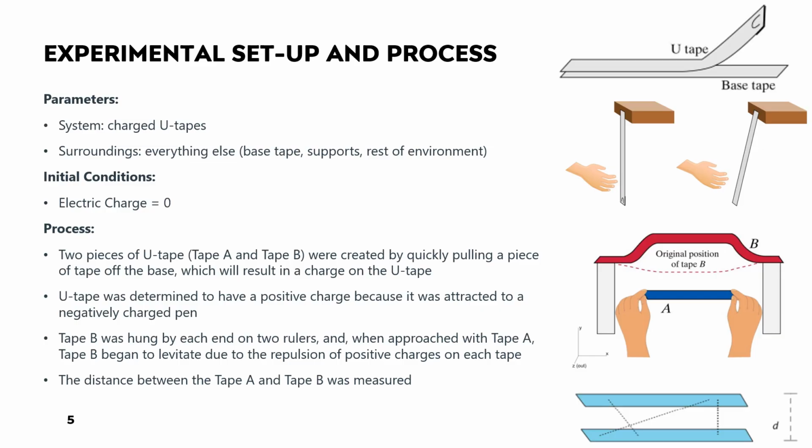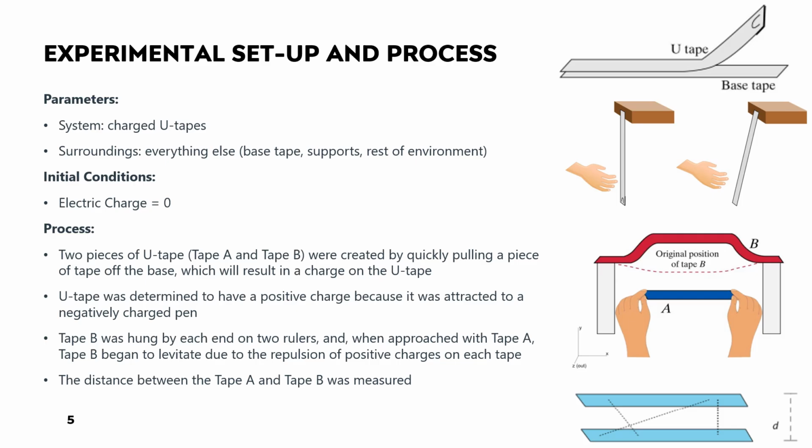So for our experiment, we have that the system is the charged U-tapes and the surrounding is just everything else. And then we also have that the electrical charge on that tape in the beginning is 0. And then for our process, we have that two pieces of U-tape were created by quickly pulling a piece of tape off the base, which resulted in a charge on the U-tape.